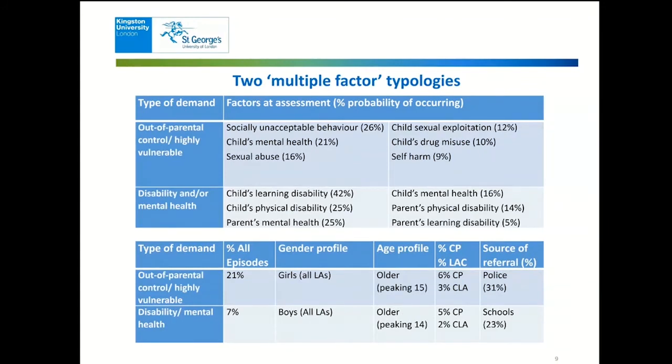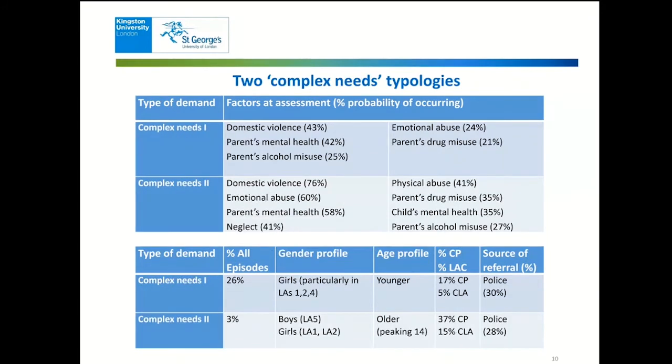And yes, only 5% going through to child protection and 2% through to episode of care, and often referred by schools. And these are the last two typologies.